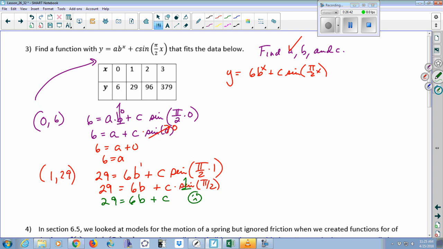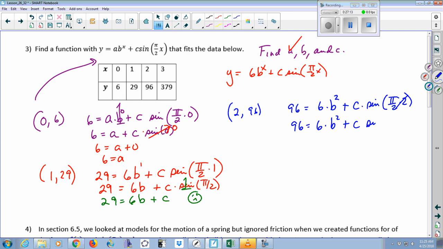Let's use our next point. Let's use 2, 96. So Y is 96 when X is 2. So what do I have? A is 6. X is 2, so that's the exponent of B. Plus C times sine of pi over 2 times X, which is 2. Oh, this is good, because I'm going to come back to one of those zeros again. Yay. And I get sine of pi here, and the sine of pi is a nice big 0. Yay! So this is going to help me solve for my value of B.